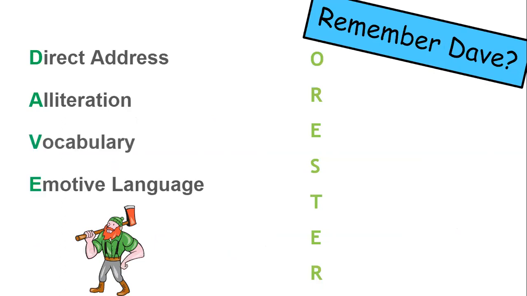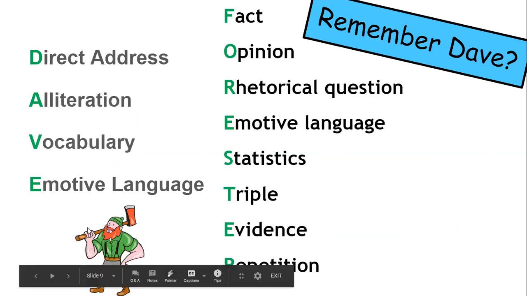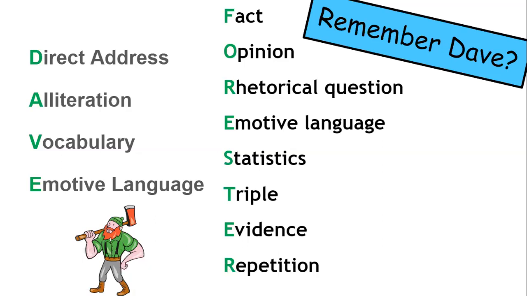So, Dave Forrester, remember him? Here he is. What a guy. Hi, Dave. So can you tell I've been in lockdown too long, year 10? So direct address, alliteration, vocabulary, emotive language, fact, opinion, rhetorical question, emotive language again, potentially also exaggeration should be in there, statistics, triple, evidence, which we've talked about, which is your research, and repetition.